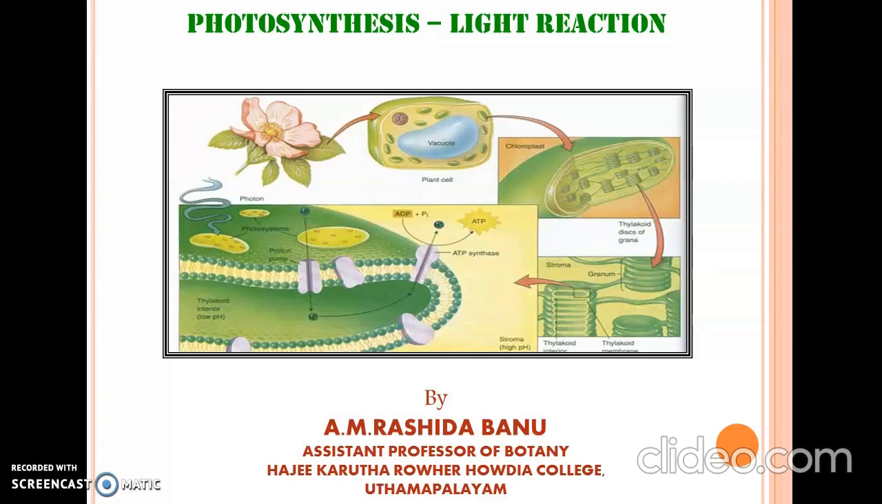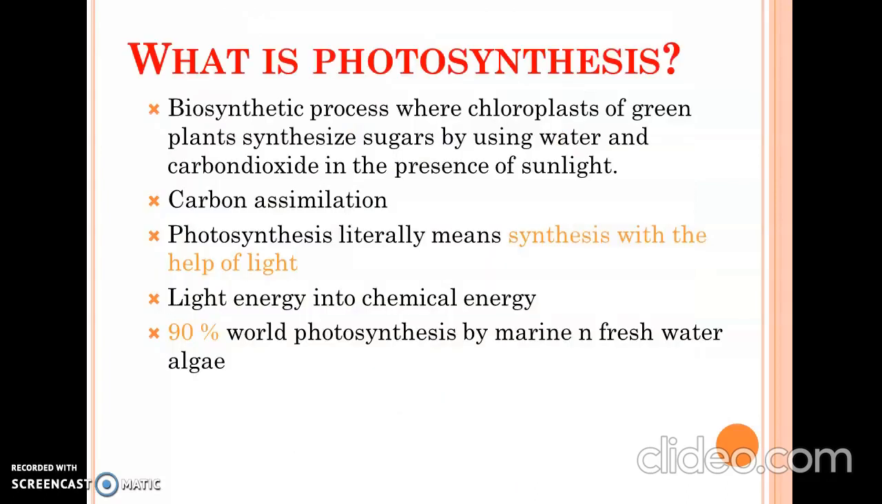Morning. Today we are going to see about photosynthesis. Photosynthesis is a biosynthetic process in which the green plants prepare their own food by the usage of sunlight and carbon dioxide. As a result, the carbohydrate is prepared. So this process is also known as carbon assimilation.